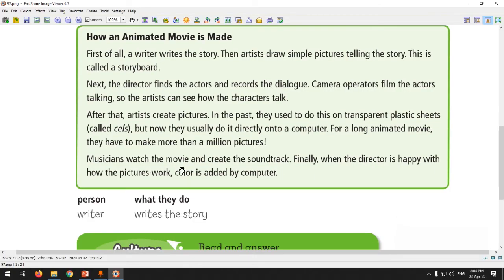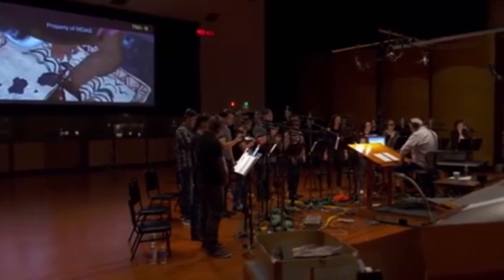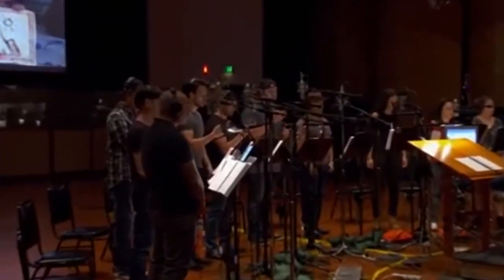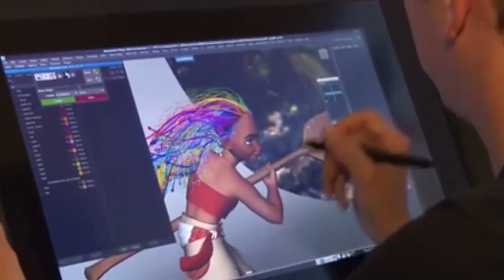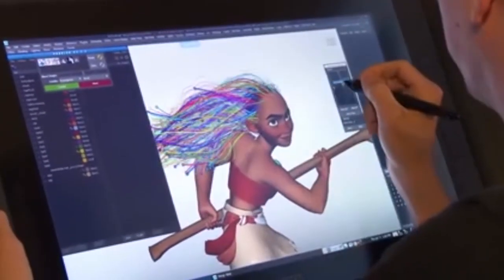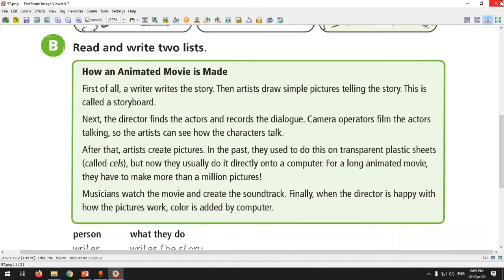Okay, musicians watch the movie and create the soundtrack. Finally, when the director is happy with how the pictures work, color is added by the computer. This is the final step of how animation is made. Just the soundtrack is added to the movie. Artists like playing piano and guitars in order to make the animated movie look as exciting as possible.